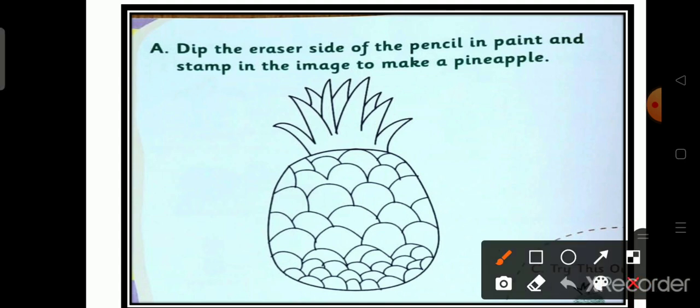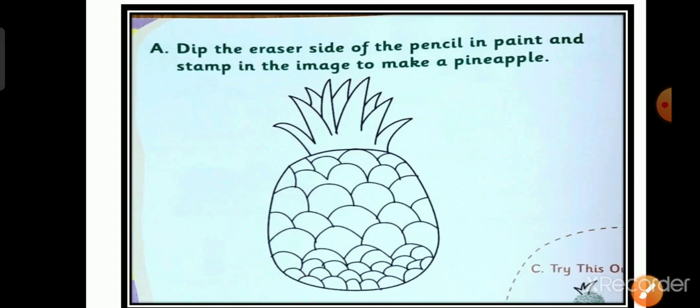Let's read question A. Dip the eraser side of the pencil in paint and stamp in the image to make a pineapple. Children, as you can see, there is no color in this pineapple. We are going to make a beautiful pineapple. How? We are going to dip the eraser side of the pencil in paint and we are going to stamp it in the image to make a pineapple.